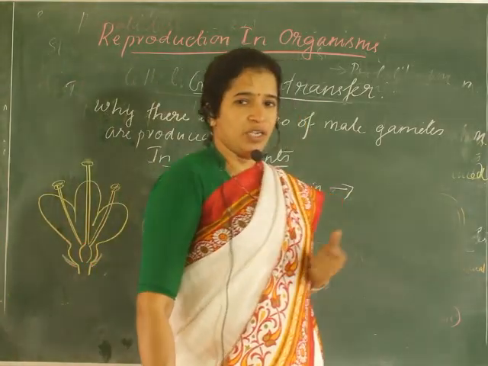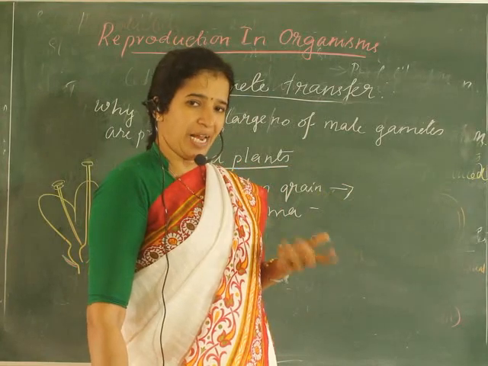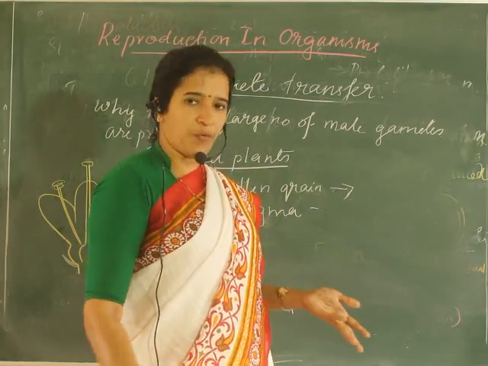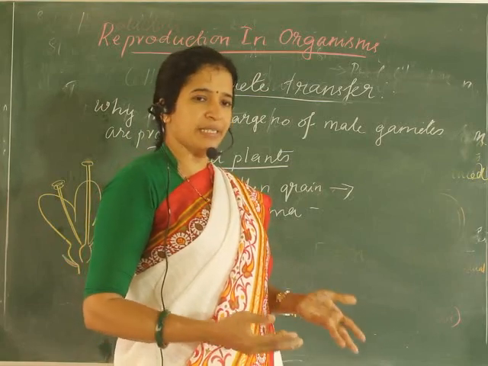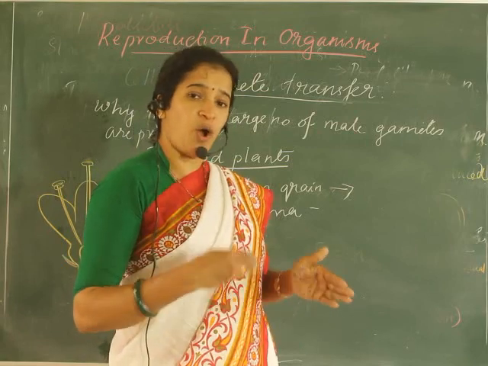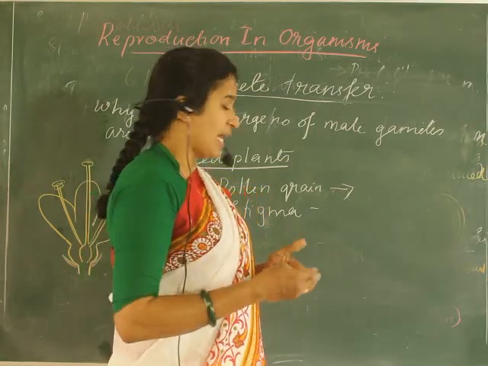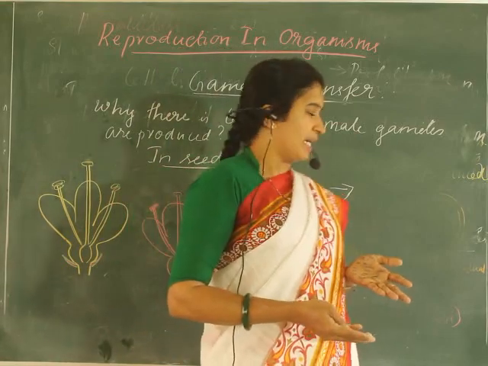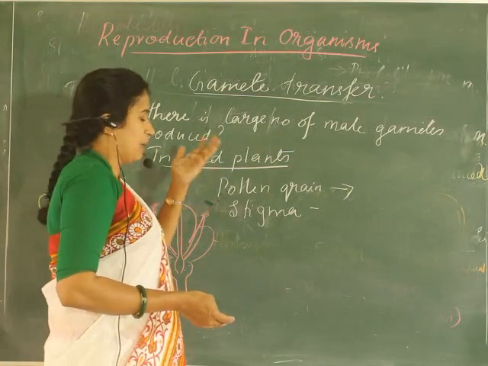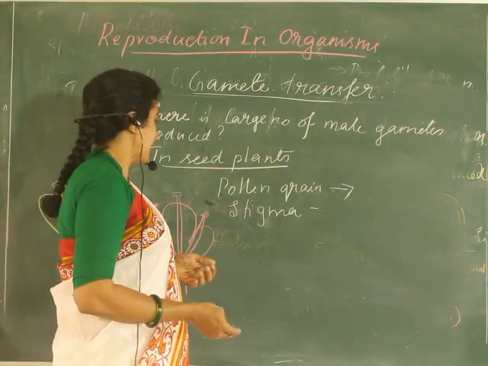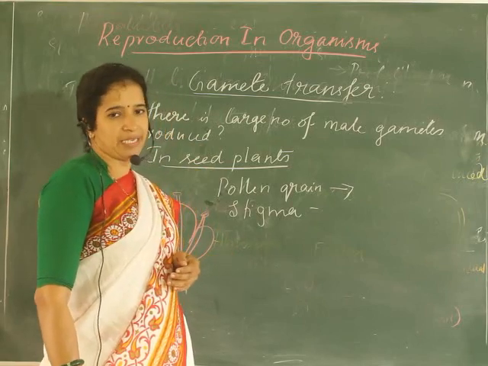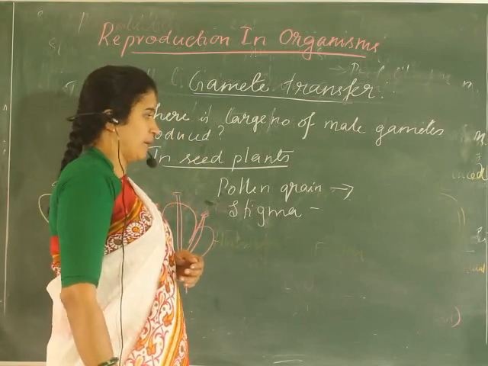What is the reason? During the transfer, there is a chance of loss of gametes, because water or sometimes any other medium cannot carry all the gametes to the female gametes. So to compensate for that loss, a large number of male gametes are produced in some of the algae, bryophytes, pteridophytes, etc. Now let us see how the gamete transfer takes place in flowering plants, or in the seed plants.